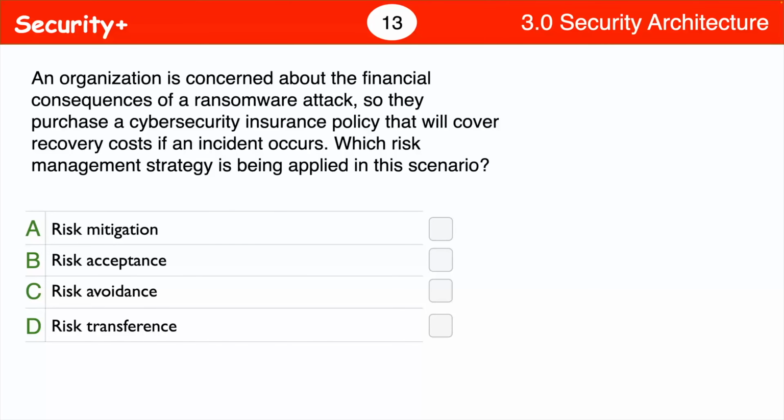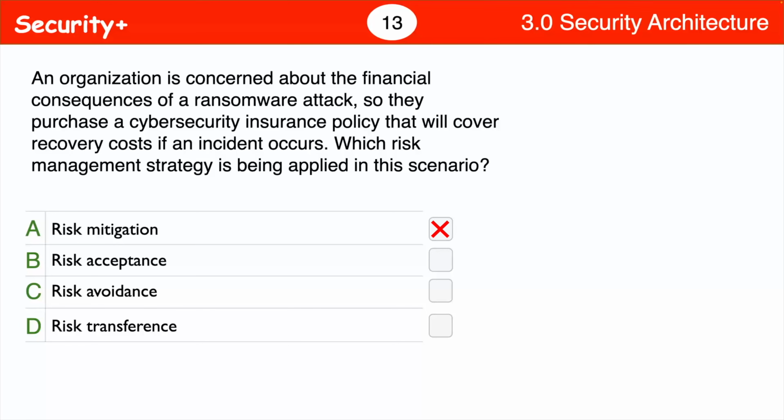So let's go ahead and do the process of elimination. We can start with A, risk mitigation. Now, this is important because the company isn't reducing the likelihood of the attack, only preparing for its cost, the aftermath, right?